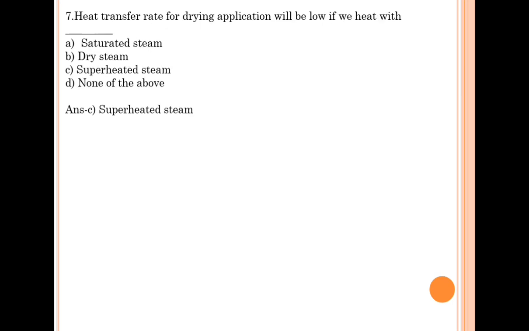Question 7. Heat transfer rate for drying application will be low if we heat with dash. Here the answer should be superheated steam, because as we know the density of low pressure superheated steam is much less than the density of air, resulting in low enthalpy and low convection heat transfer. So here the answer is C, that is superheated steam.